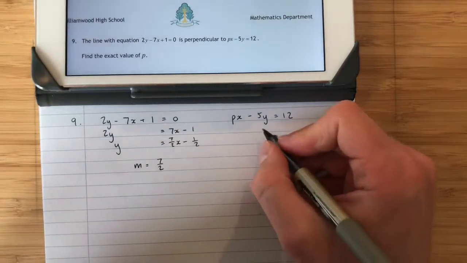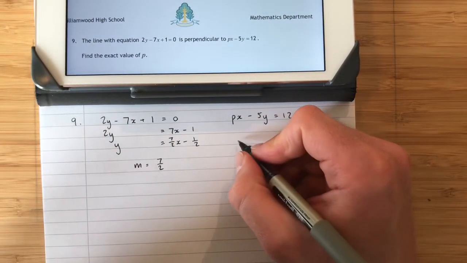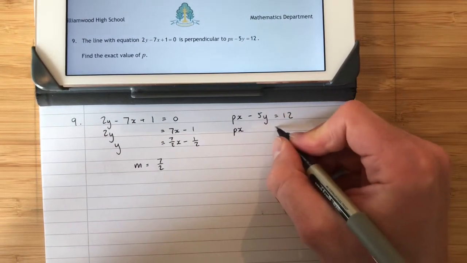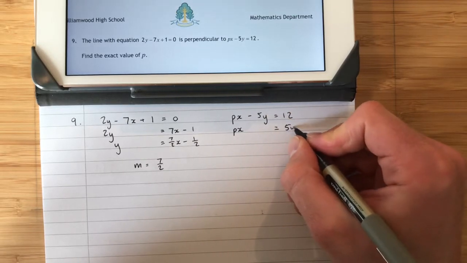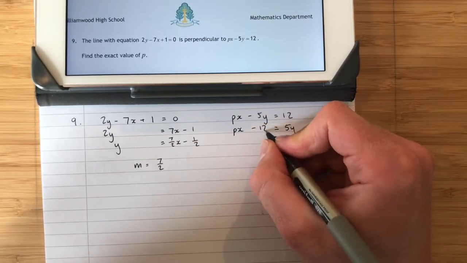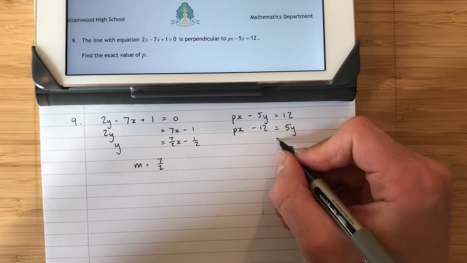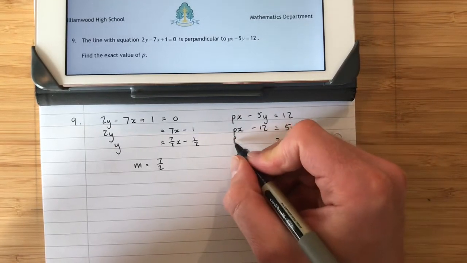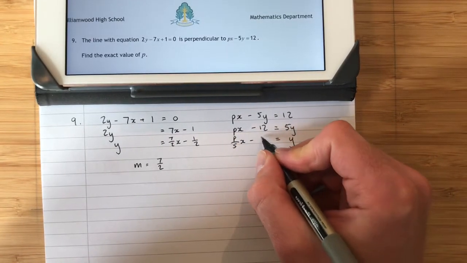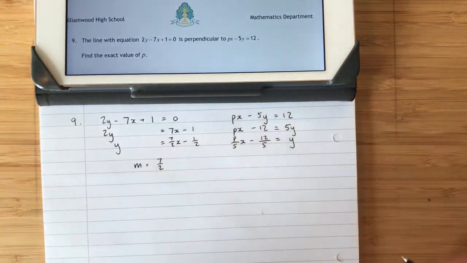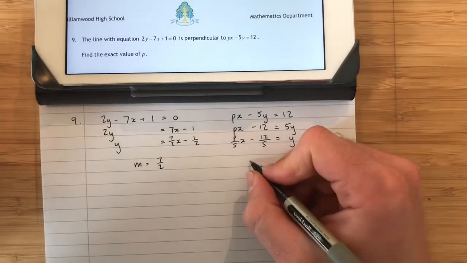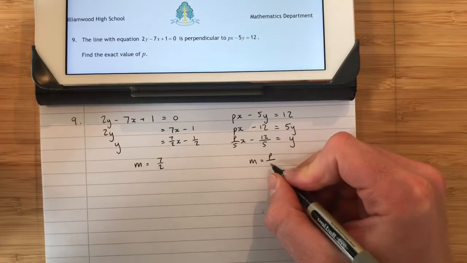This line, well, that's negative. I don't like the negative term. So I'll leave the px there. I'll take the negative over here and make it positive. And this can come over and become minus 12. So y will be p over 5 x minus 12 over 5. So the gradient of that line is p over 5.